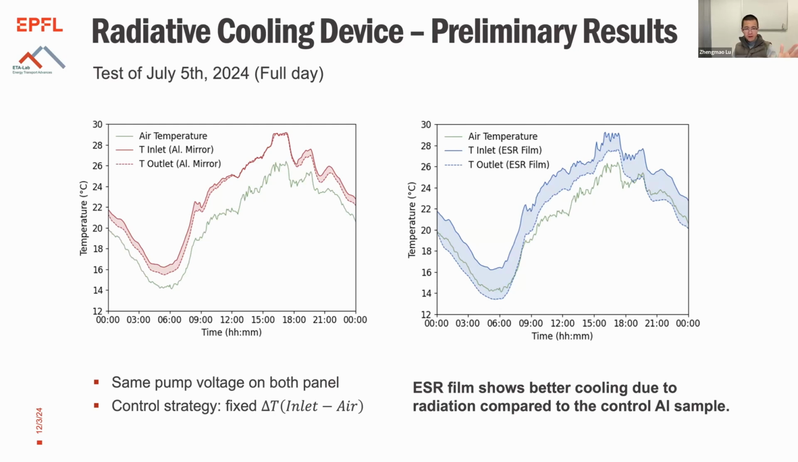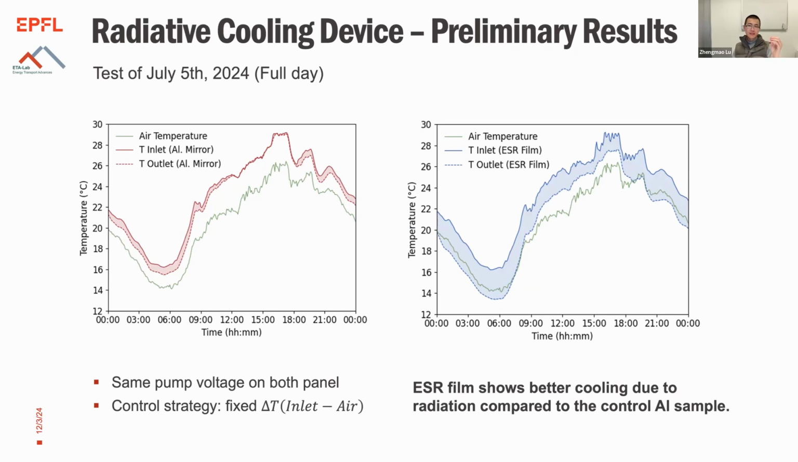So very briefly about the data here, this is monitoring temperature as a function of time for two cooling panels that we built. And we purposely make the working fluid a little bit above the ambient temperature, so you have convection and radiative cooling both helping you. The left is a control group with an aluminum mirror, and the right is your ESR film where we expect some radiative cooling. And the area we're showing here is the difference between the inlet and outlet temperature.